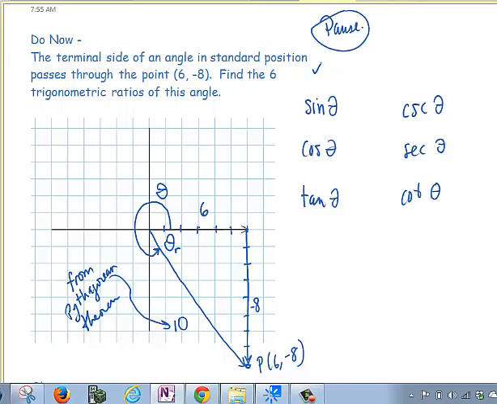And the trig ratios are, remember, sine of theta is equal to -8/10. And when you simplify this, you get -4/5. Cosine will be 6/10. Simplified will give you 3/5. Tangent ratio will be -8/6, opposite over adjacent, which is -4/3. And then the reciprocals of these will give you the cosecant, secant, and cotangent.